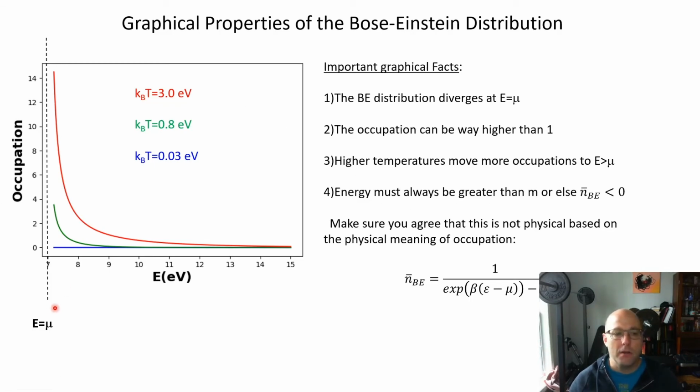One thing that we know is that the chemical potential is a lower bound on the energy. So energy is always greater than that. Energy below the chemical potential, that should be a mu, not an m, is not physical because it would lead to a negative occupancy. And a negative average occupancy makes no physical sense. You can't have a negative number of particles in a level.